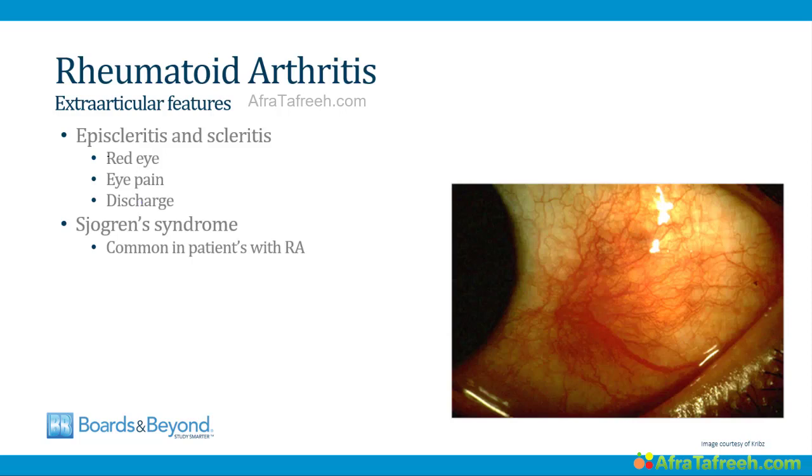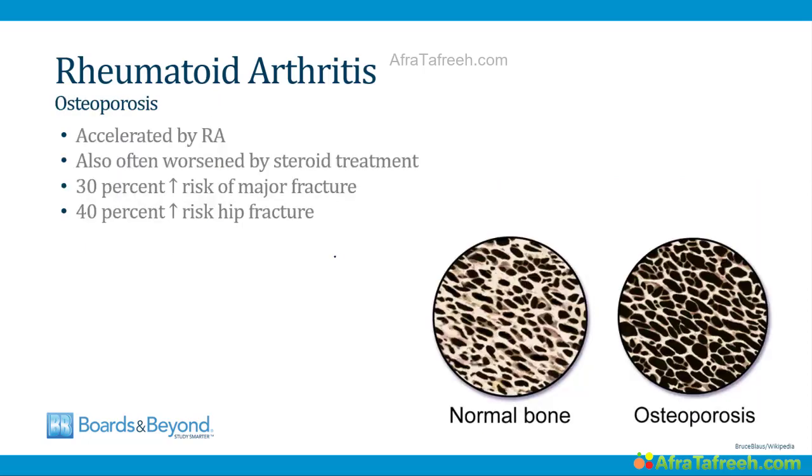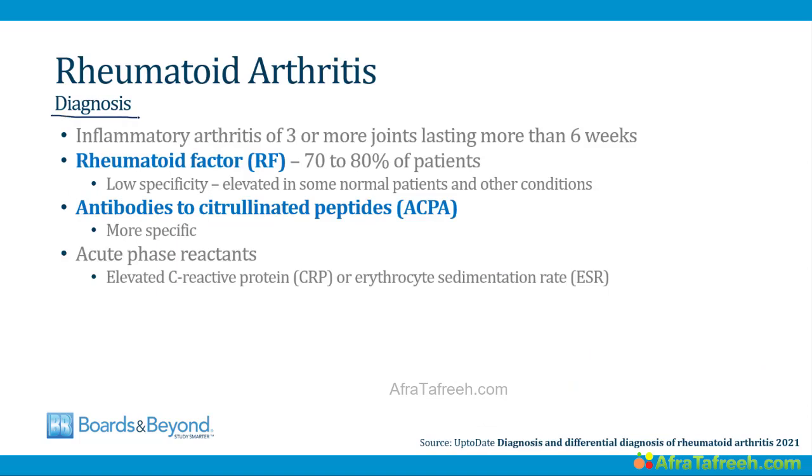Patients can develop eye inflammation in RA, like episcleritis or scleritis, so they can develop red eyes or eye pain or discharge. And then Sjogren's syndrome, which I talk about in another video, which is a disorder of salivary glands. It leads to dry mouth, and this is more common in patients who have RA. You should also be aware that osteoporosis is accelerated by rheumatoid arthritis. In addition to being accelerated by the disease itself, it's often worsened by steroid treatment, which is sometimes necessary in RA. So patients who have RA have an increased risk of a major fracture and an increased risk of hip fractures from osteoporosis.